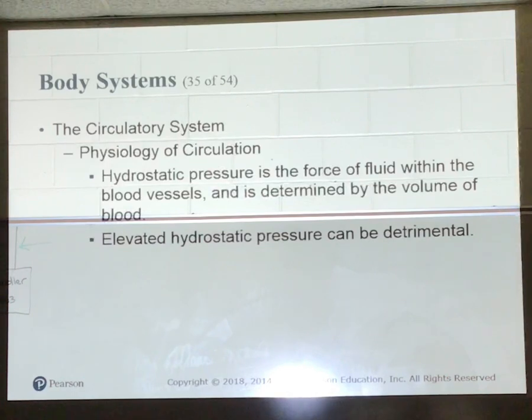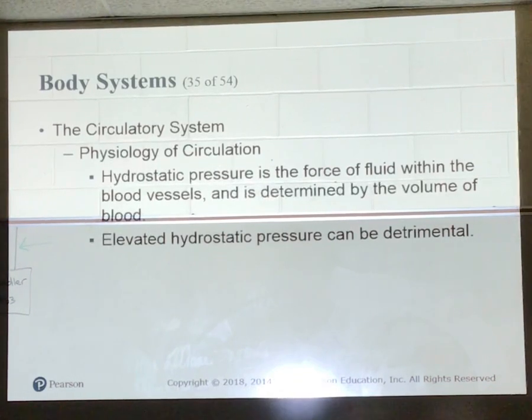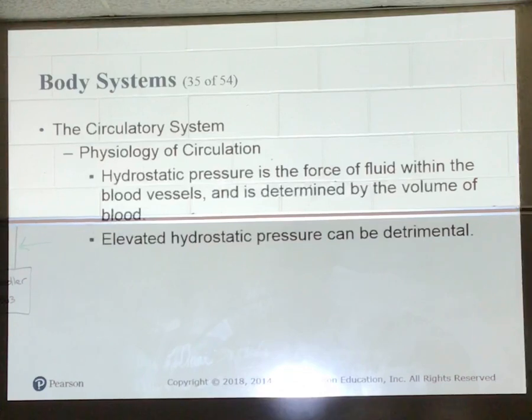Hydrostatic pressure is the force exerted on the inside of the vessel walls because of the blood pressure and volume. A significant increase in hydrostatic pressure may cause the blood in the capillaries to force fluid through the capillary wall. Basically, the capillaries begin to leak. Okay? Which is typically water and not whole blood. This may produce edema, which is swelling that occurs in the tissue.